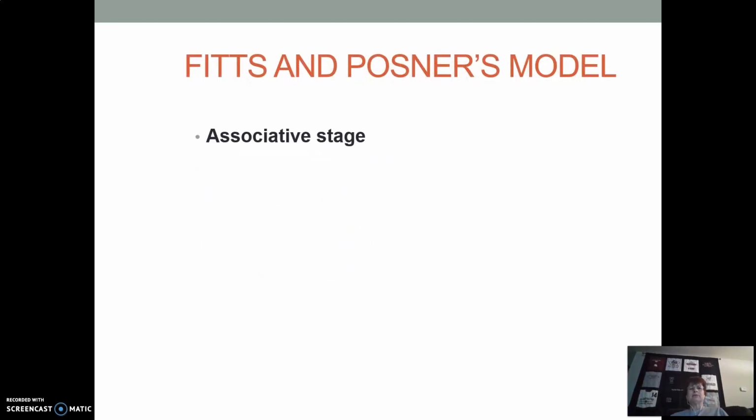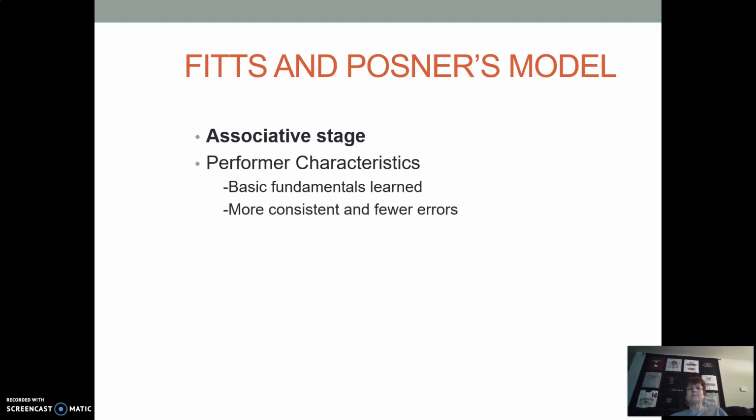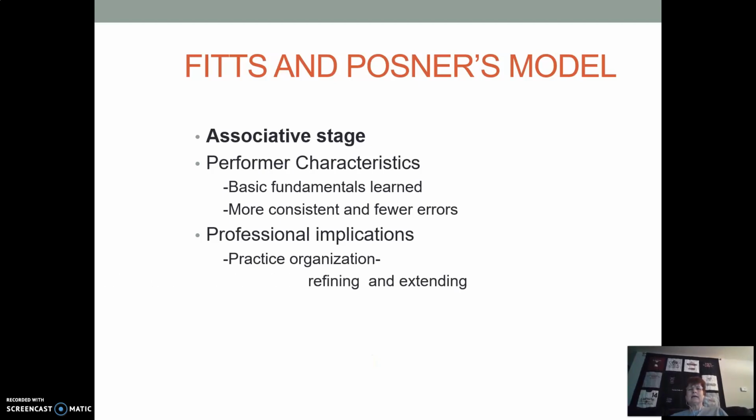In stage 2, as they continue to practice and get better, the second stage of the Fitz and Posner model is called the associative stage. And here the performer has the basic fundamentals down. It looks like the skill. They're more consistent. There are fewer errors. Again, as the practitioner working with someone in the associative stage, you want to make sure you provide a good practice organization, so they're going to have lots of opportunities to practice the skill. And we use the terms refining and extending.